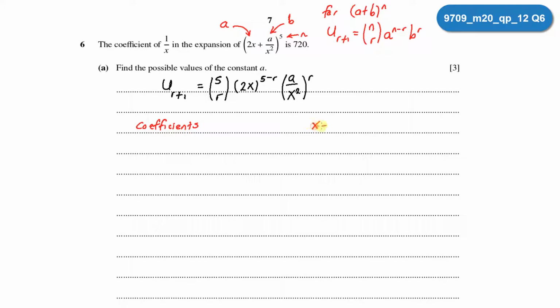and also x terms. And for the coefficients, I'll take 5 choose r, all the terms that are without x. So 5 choose r. Then here I'll take 2 to the power of 5 minus r. And for here, I'll take a, which is the constant, raised to the power of r. So that's a to the power of r. And then for the x terms, I'll only have x here to the power of 5 minus r. And here I'll be having 1 over x squared to the power of r.